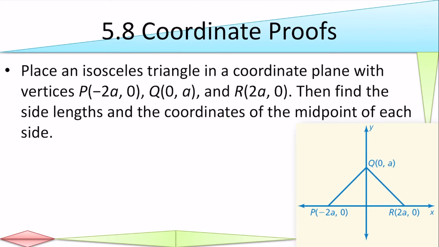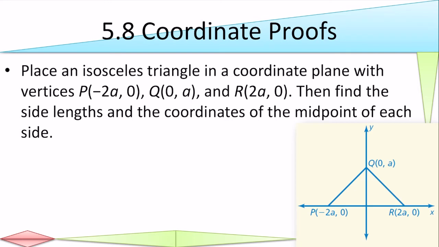All right, let's place an isosceles triangle in a coordinate plane with those vertices, and then find the side lengths and coordinates of the midpoint of each side. So here we are. I've already drawn the picture for you. I just plotted those 3 points. Now I don't know how far a is, so I just guessed.